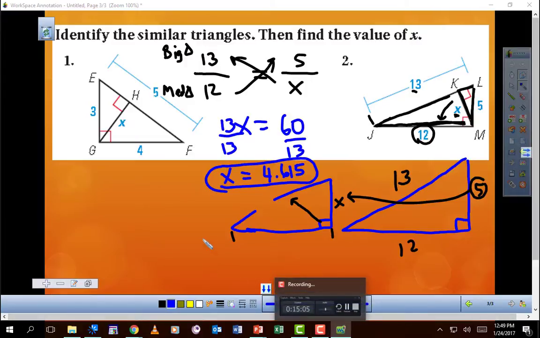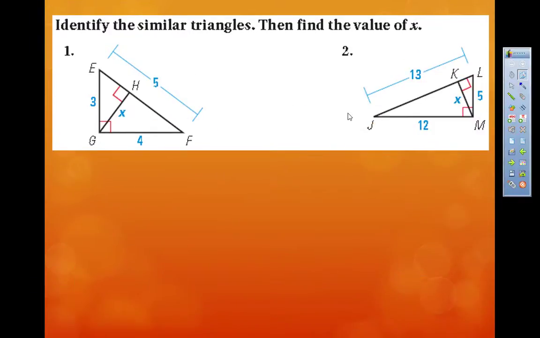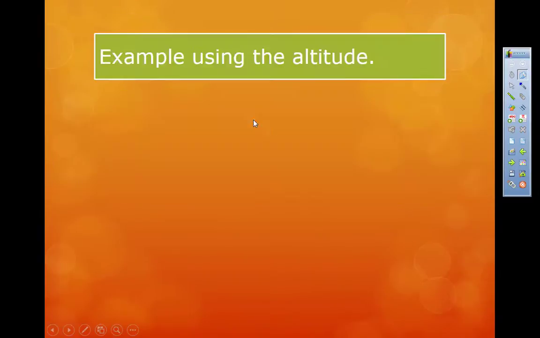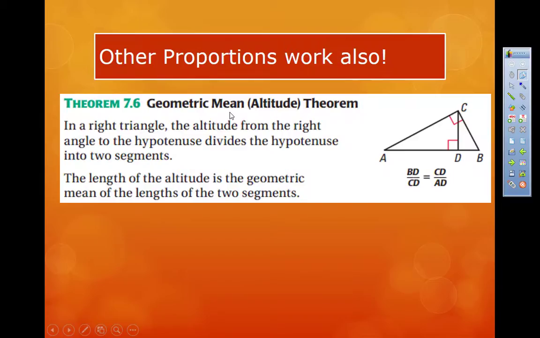Okay, so we're going to learn one more proportion that you can use with these types of triangles. Okay, so let's take a look. The new type of proportion. Whoa, back up. This one. This is called the geometric mean. And I have to be honest, this one kind of confuses me because I always like to draw out my three triangles and then set up proportions. So I'd like to show you how this one works.